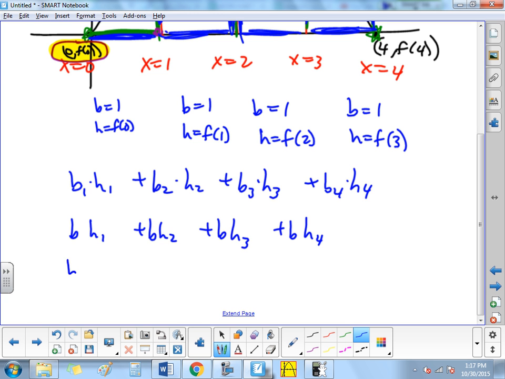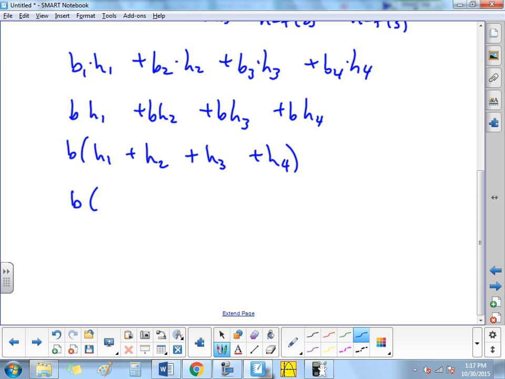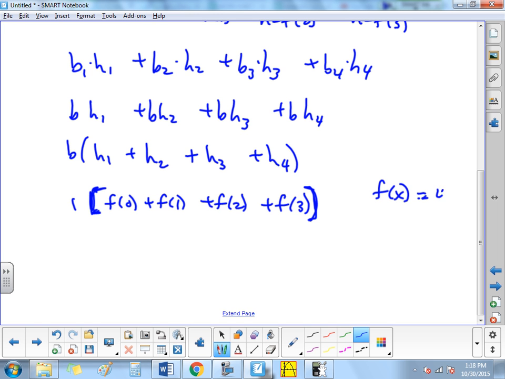In fact, I'll just factor out the B. So I have B times the sum of the H's, which is, since B is 1 for this problem, f of 0 plus f of 1 plus f of 2 plus f of 3. This is the LRAM that we want. Okay, now it's time to find f of 0, f of 1, f of 2, and f of 3. Okay, so here's your function: 4x minus x squared.